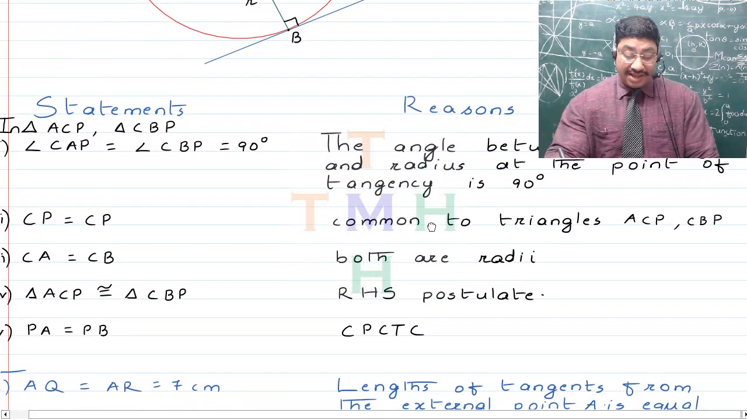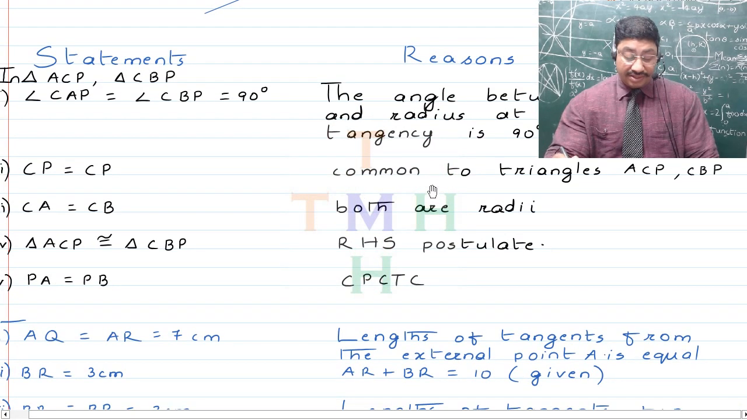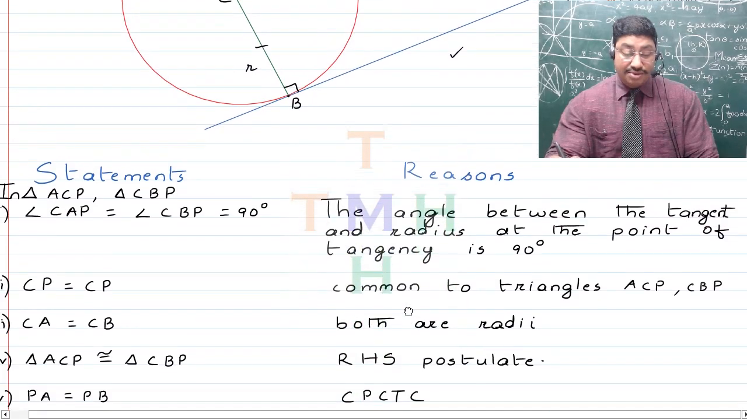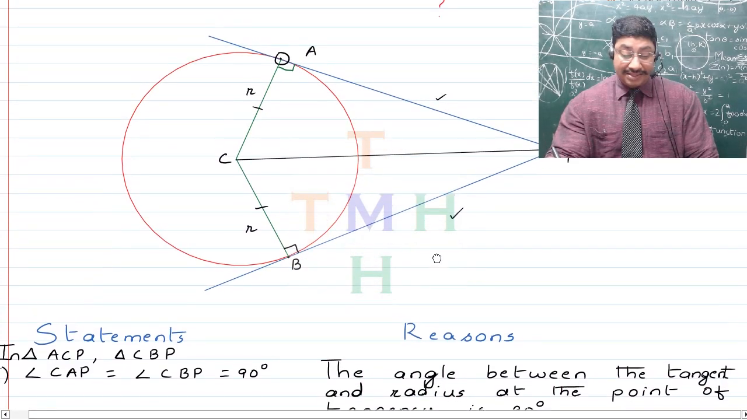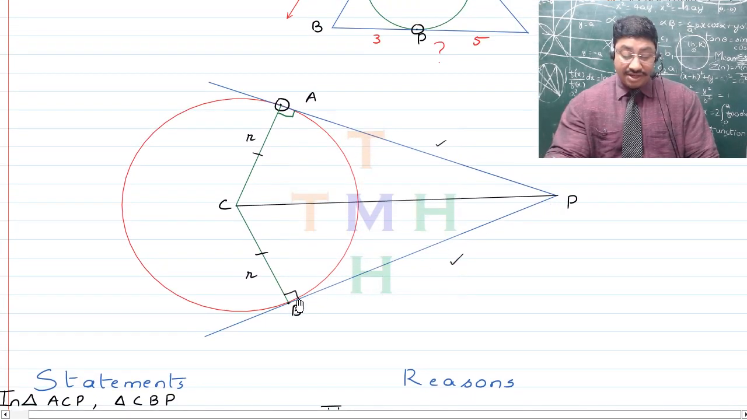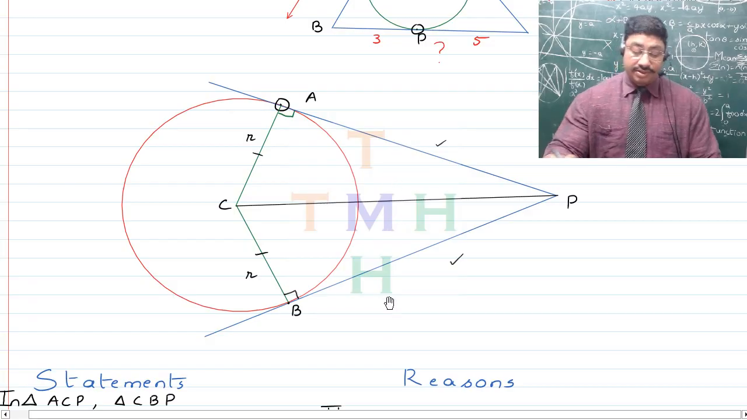And as both of these triangles are congruent, you will say that PA is going to be equal to PB, that is the length of the tangents drawn from the external point to the circle. Why are they equal? That is because of CPCT, as both of these triangles have been proved to be congruent, right?